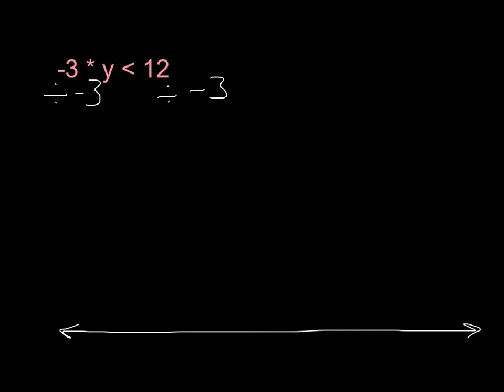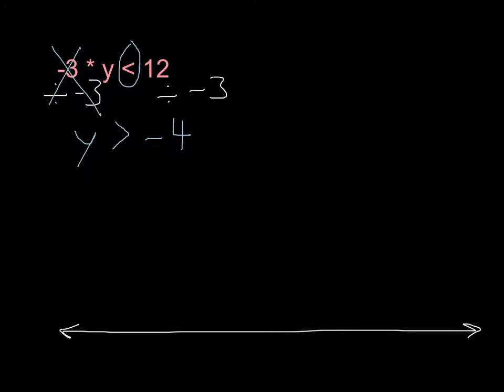So on the right-hand side, we have 12 divided by -3, which gives us -4. On the left-hand side, we have -3 divided by -3, which is just 1, so it just cancels out. So we're left with a y on the left side. But what we have to do is take the less than and make it into a greater than.